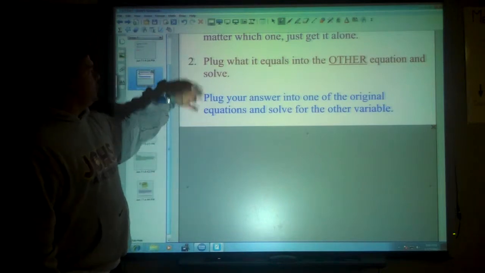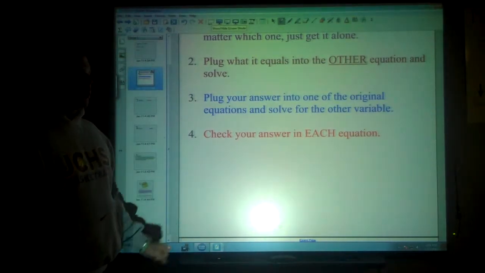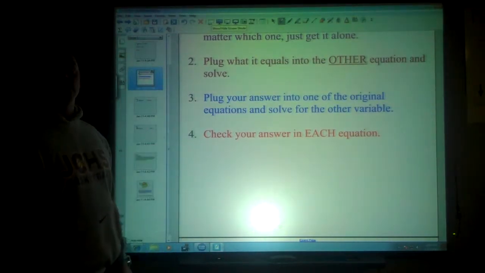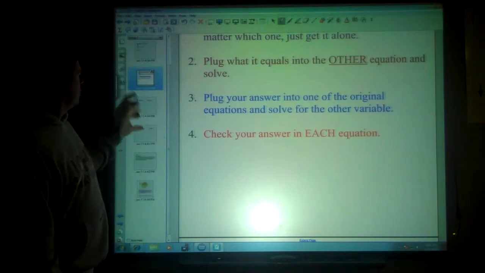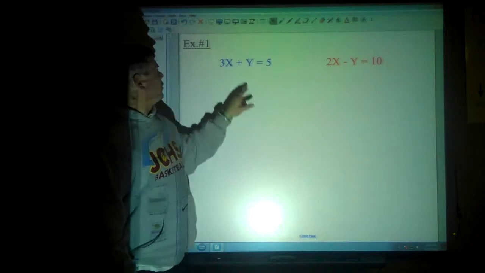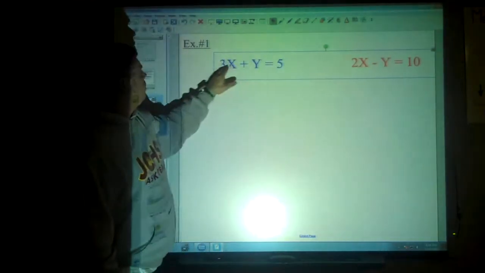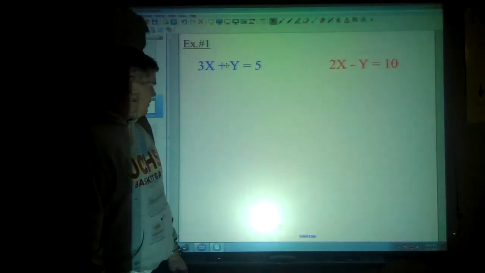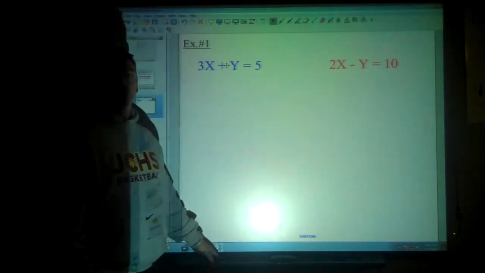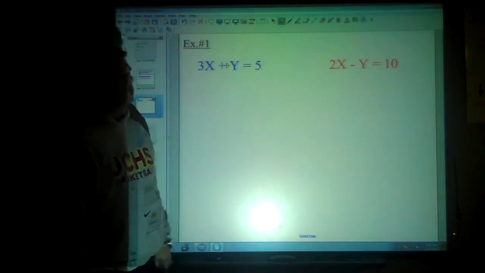Once you've done solving, you then check them in the original equations and see if they actually work. They must work in both equations in order to be considered solutions. So let's take a look at how this might look. Here are two equations. We've got 3x plus y is equal to 5, and we have 2x minus y is equal to 10. Neither of these has a variable completely alone, so we need to do something to one of them so that one variable is alone.